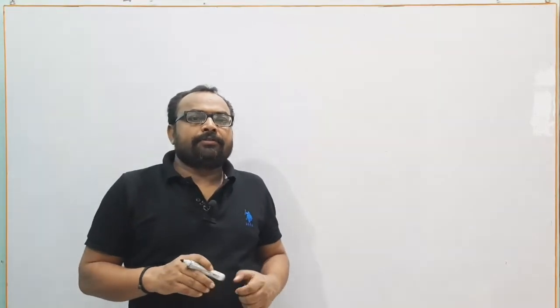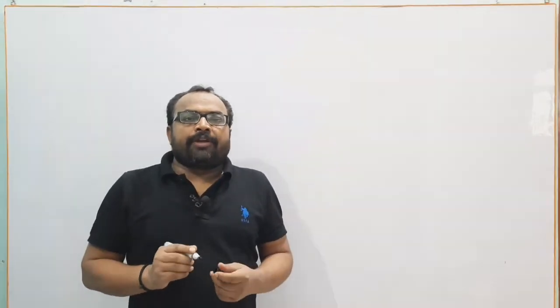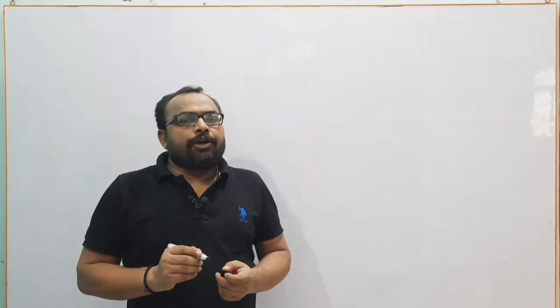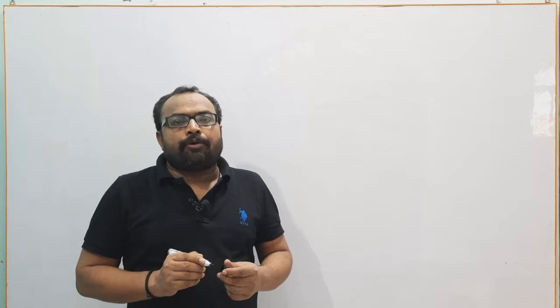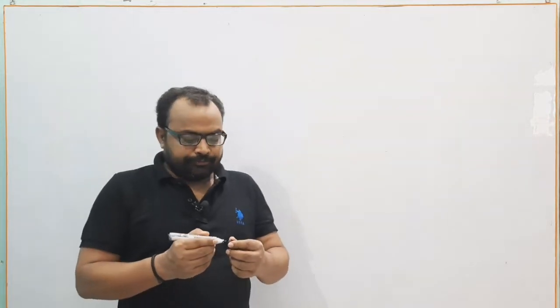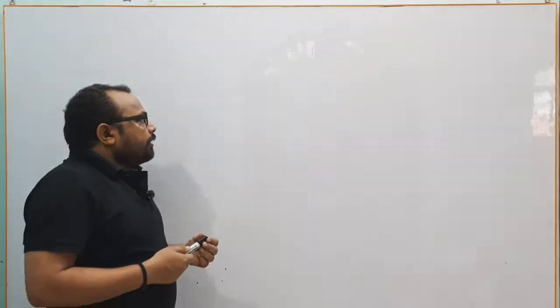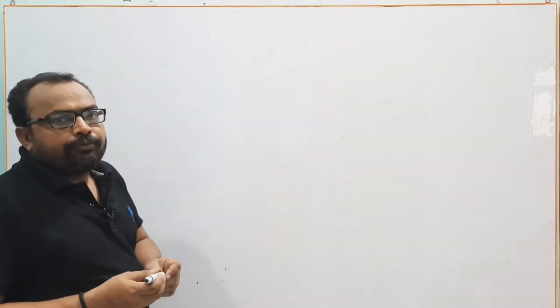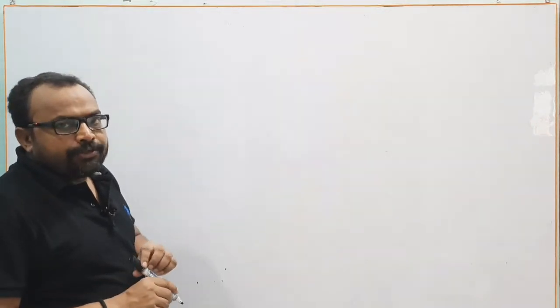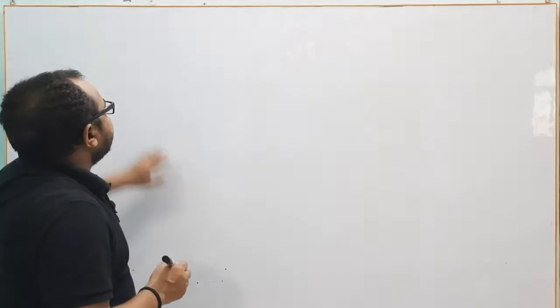Hello students, today we will study about dot product of two vectors. It is also called a scalar product of two vectors. Let us see what is dot product of two vectors or a scalar product of two vectors.